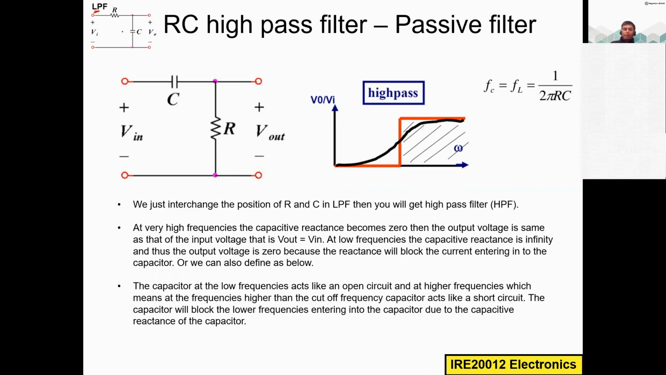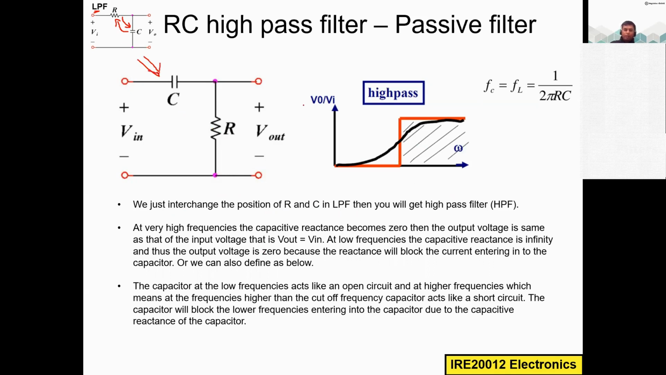In the high pass, we are just interchanging these two elements. Capacitor is going here, resistor is coming here. Just change the position of the two elements, then you will get the high pass filter. Very simple. So you interchange the position of R and C in the LPF, then it will become a high pass filter.